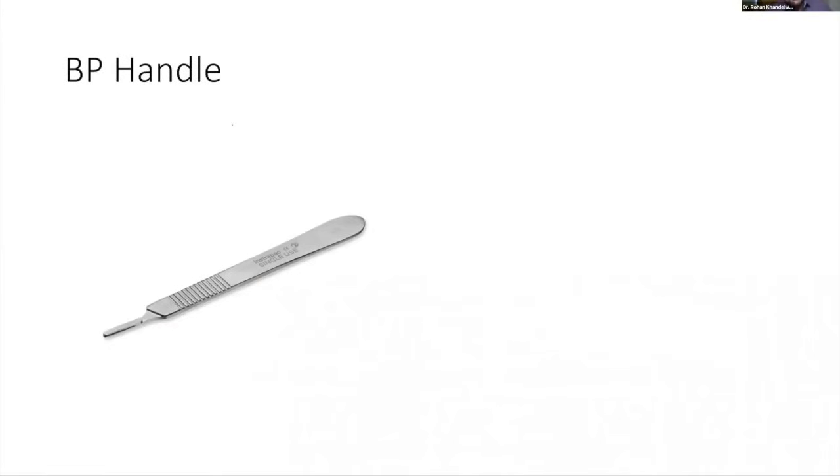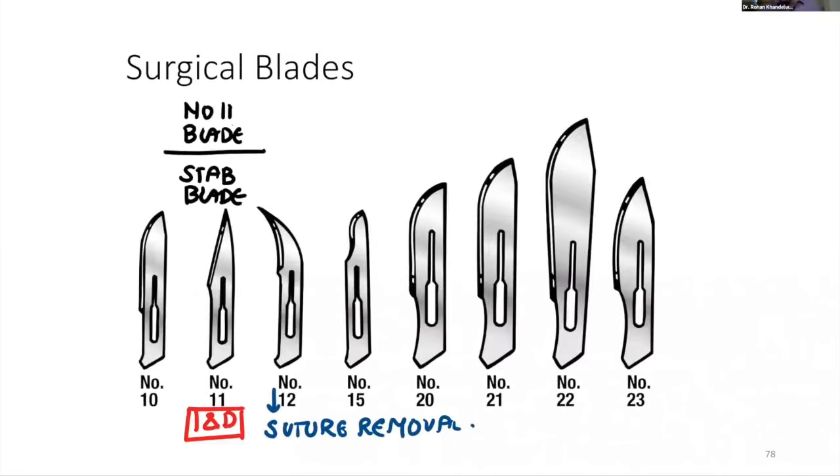Sometimes you would have seen that the cautery is fixed using towel clips. Very important for the exam, this is a BP handle, Bard-Parker handle, and on this Bard-Parker handle go the blades. So these are the surgical blades. You put the blades on the Bard-Parker handle. Blades are questions which have been asked many times.